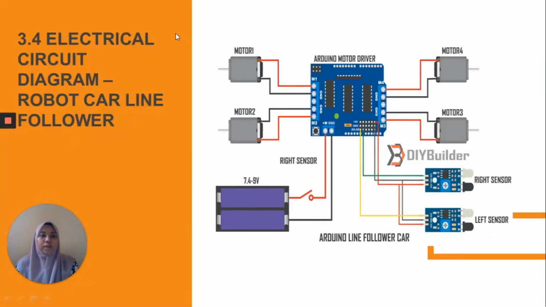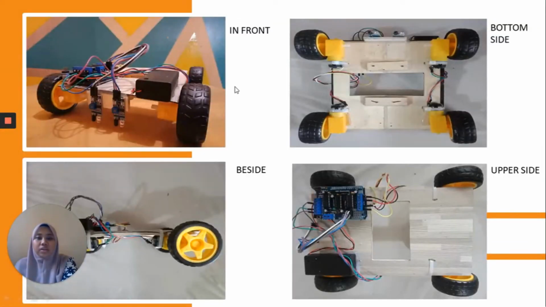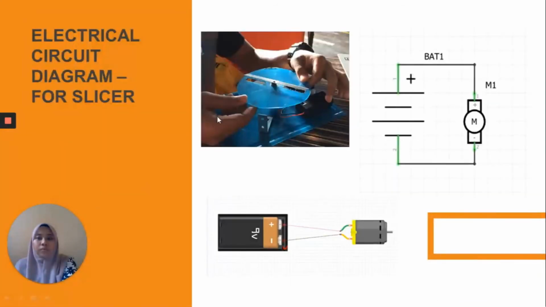The electrical part. For the electrical part, this is the circuit diagram for the robot car line follower. This is a diagram of the circuit that we built in the Arduino Uno app. The connection is shown in the picture. This is the real connection for our Arduino line follower car. For the slicer, we just connect the motor and the battery, the positive side into the positive side and the negative side into the negative side.